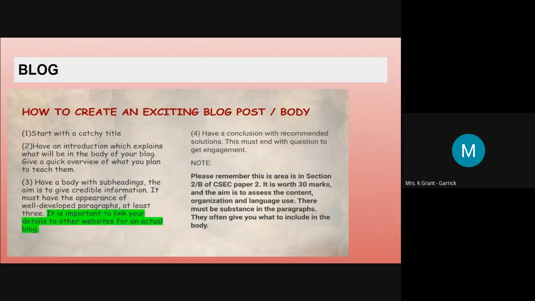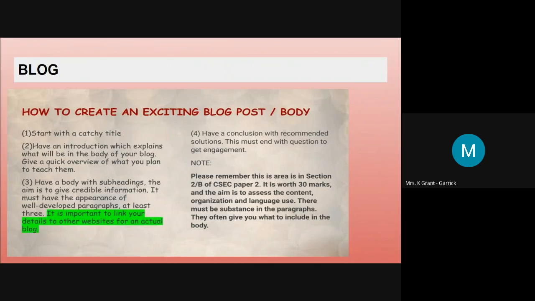Again, at least 3. It is important to link your details to other websites, or if you have an actual blog, that is. No, for the sake of the exam, stick to the 3 paragraphs. Ensure that you have a conclusion with recommendation and solutions. And of course, you want to close your blog with a question to get engagement.